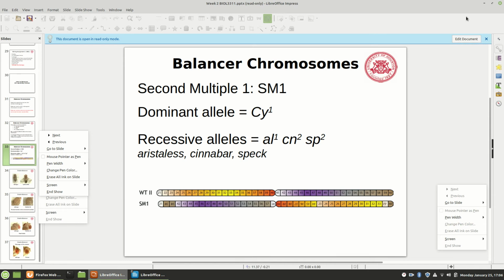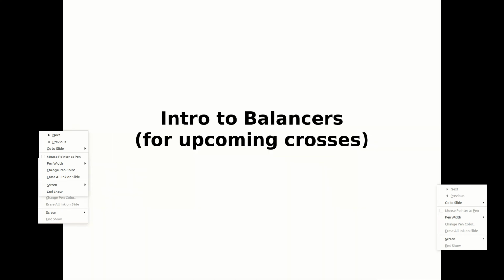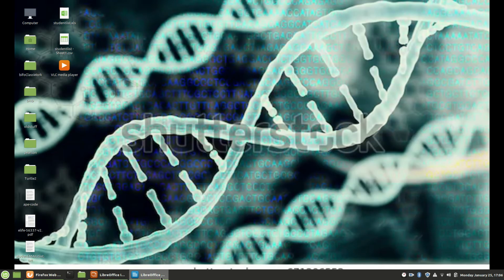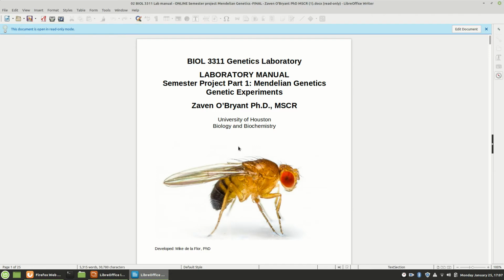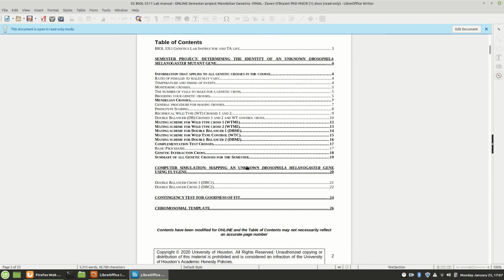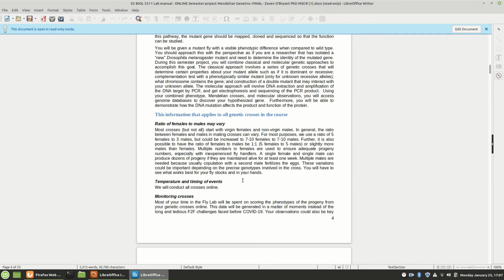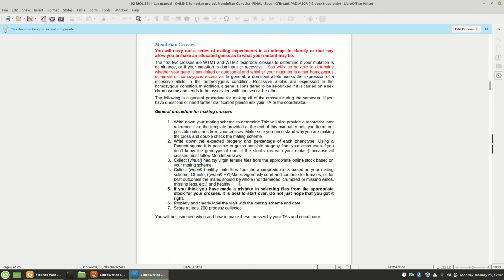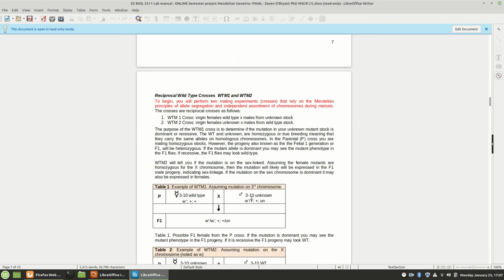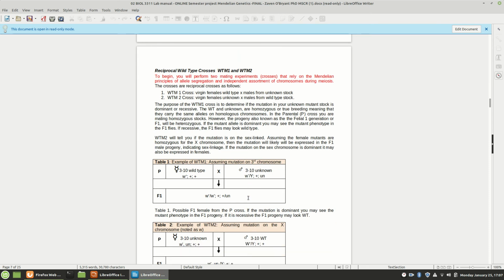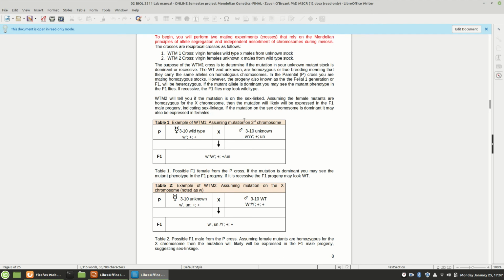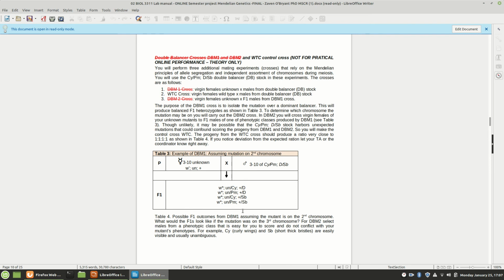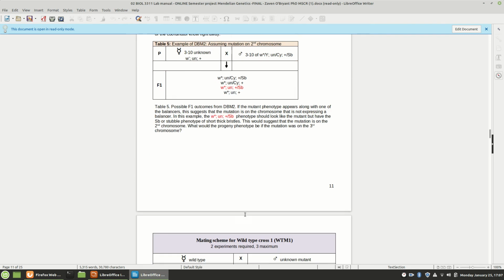Oh, one more thing before we go. I did hand out the laboratory manual, so make sure you take a look at it. It has a lot of this material in it. All the things that you need to be doing, the nature of crosses. Let's see, how you score things. This is a great guide on how to interpret what these little tables are saying. Double balancers, how you should word it. So make sure you review this manual.